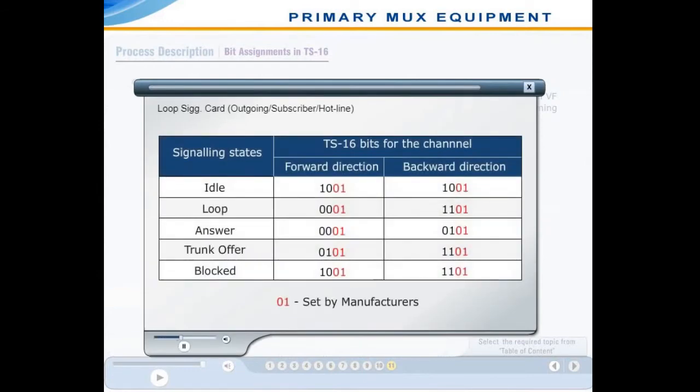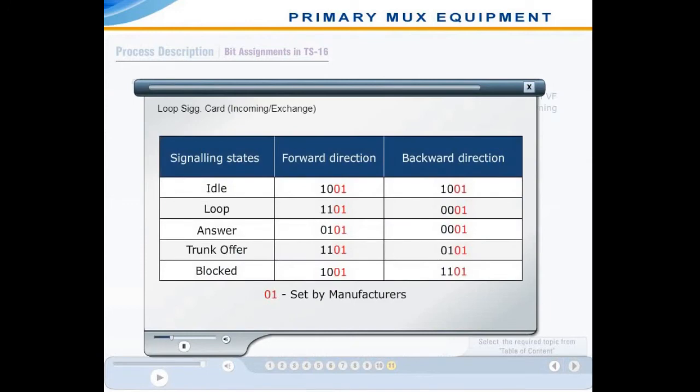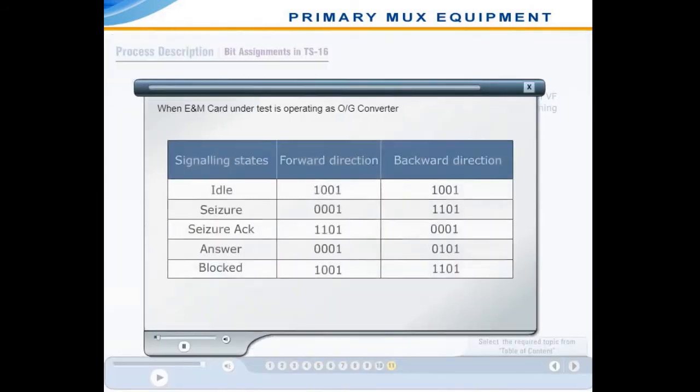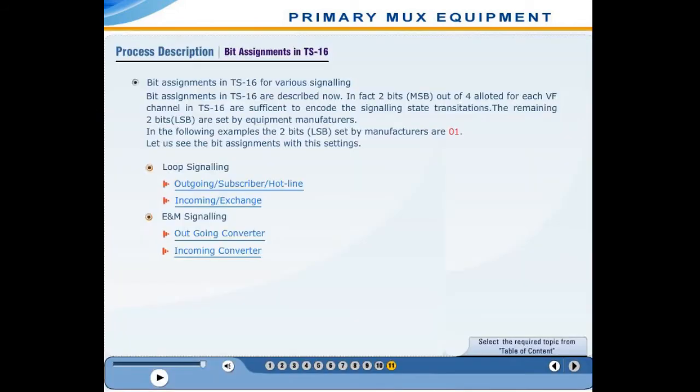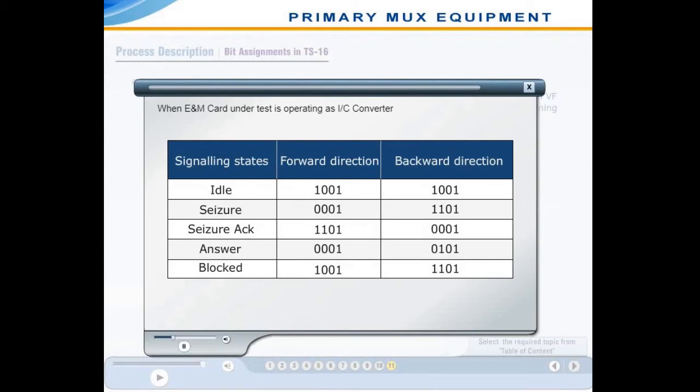Loop signaling card details are shown on the screen. Loop signaling card details are shown on the screen. Signaling states when E and M card under test is operating as outgoing converter as shown on the screen. Signaling states when E and M card under test is operating as incoming converter is shown on the screen.